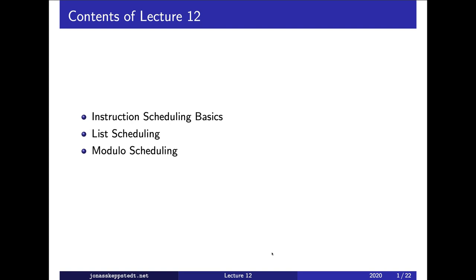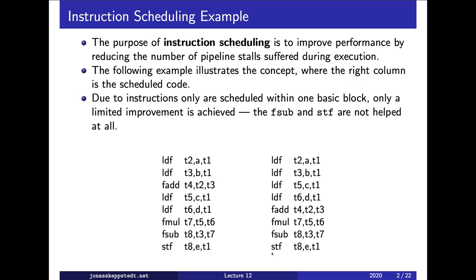Today we will talk about instruction scheduling, which is a very important optimization and can increase performance by several percent. We will first look at something called list scheduling, which is the basic approach to instruction scheduling, and then something called modulo scheduling, which is an example of software pipelining. So the purpose of instruction scheduling is to avoid pipeline stalls.